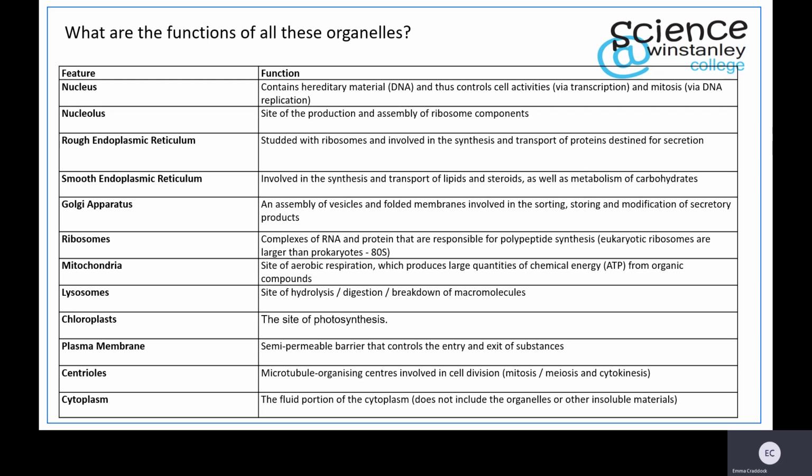And then cytoplasm is the fluid portion of the cell, and this is where your chemical reactions take place and it holds your organelles. So they are the functions of the organelles that you need to know at A level. So you can see that there is some more detail in GCSE, but if you learn them, you will be absolutely fine.